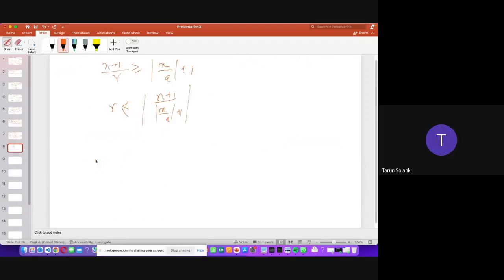Okay, then copy these two. So here you can take k also, for (n + 1)/(|x/a| + 1), and apply the whole modulus for it.